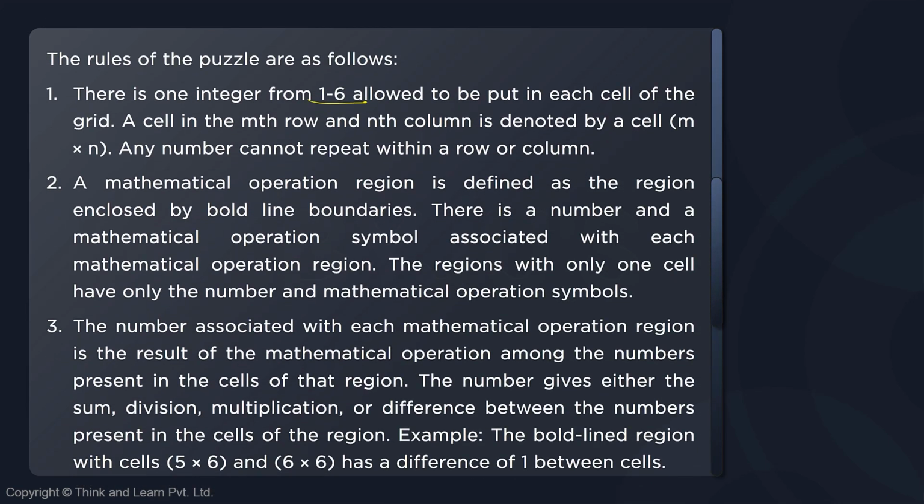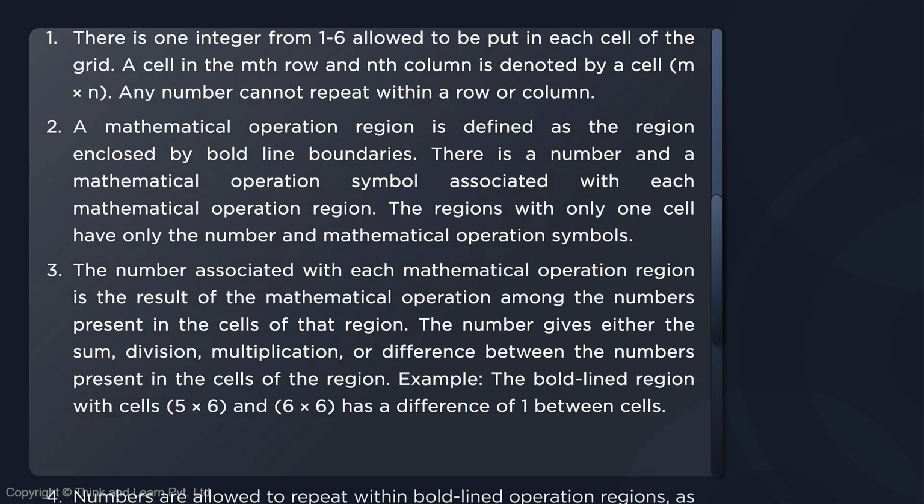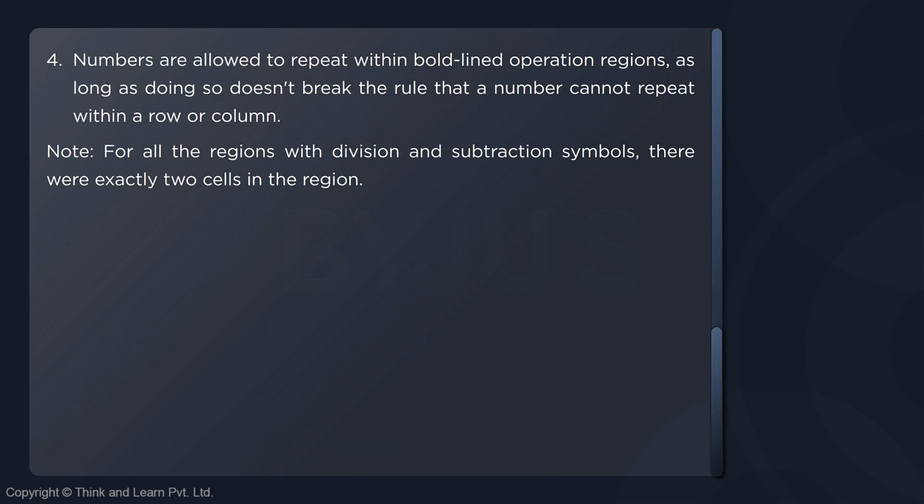Which is explained here also, right? The number associated with each mathematical operation region is the result of the mathematical operation among the numbers present in the cells of the region. The number gives either the sum, division, multiplication or difference between the numbers present in the cells of the region. For example, the dotted, we have discussed this, right? Bold line region of 5 into 6 into 6 have a difference of 1 between the cells, right? The numbers are allowed to repeat within the bold lined operation region as long as doing so does not break the rules of a number not repeating within the same row or column.